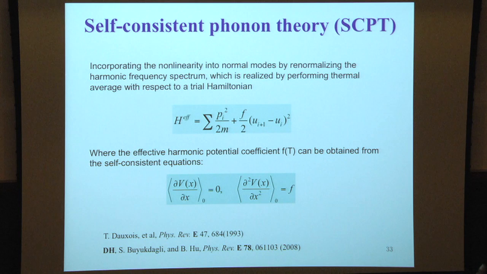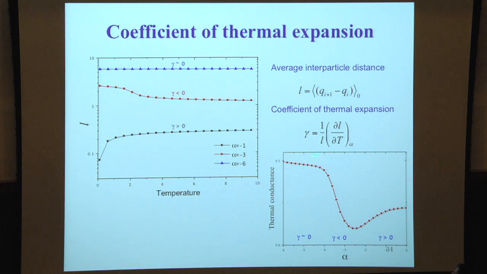So by solving the equations, we can calculate, for example, the average interparticle distance, which is the index of thermal expansion, right? Then we can calculate the coefficient of thermal expansion. Then we get what I just said, the correspondence. You can see that the sign changes when we increase alpha, from positive to negative. So this nicely corresponds to the long monotonic behavior of semiconductors.